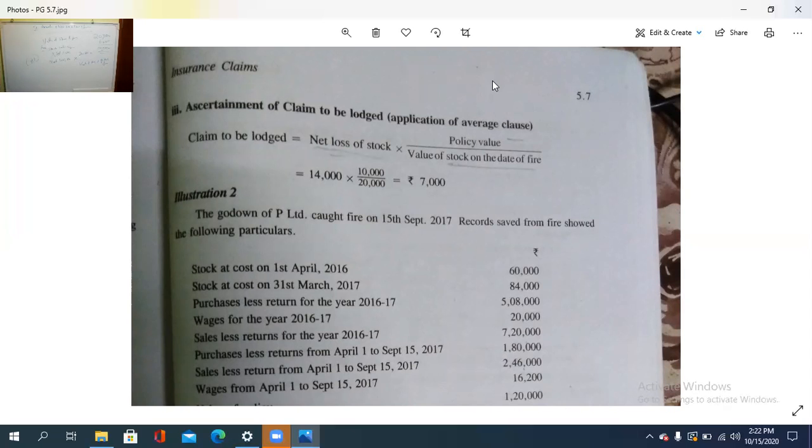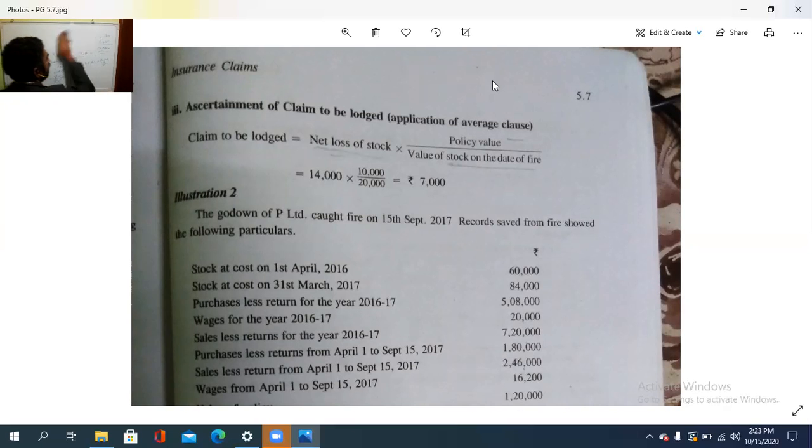Value of stock at the date of fire. So net loss is how much? 14,000. Insurance policy how much? 10,000 divided by 20,000. Clear? So this, then this, and this gives 7,000. So 7,000 is the net amount that is to be paid, or the ascertainment of the claim to be lodged, or application of the average clause. So this is the case with regard to the first one.